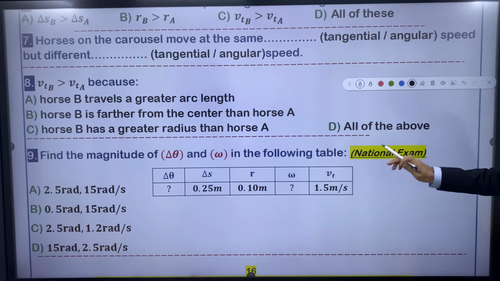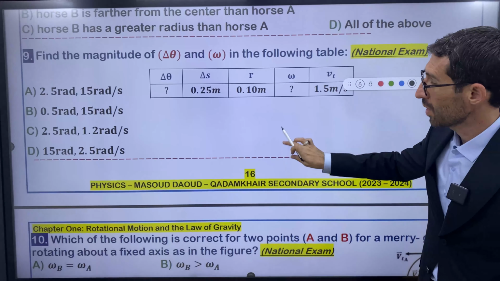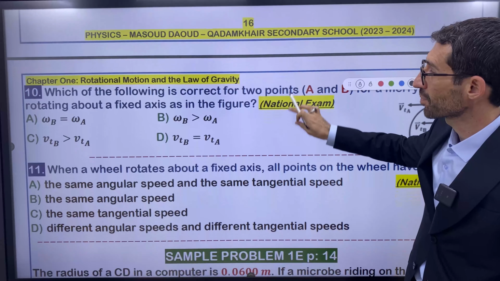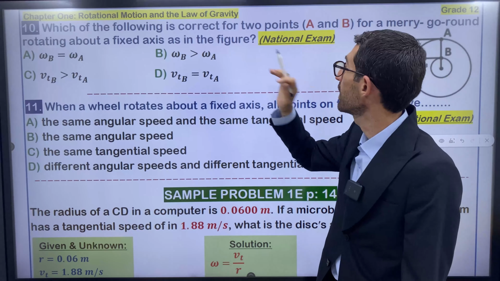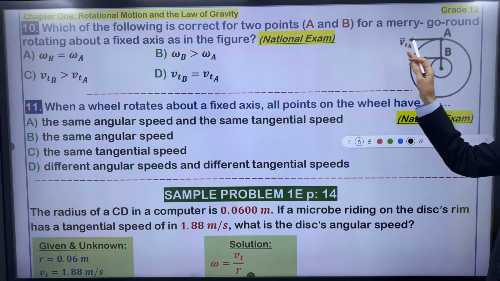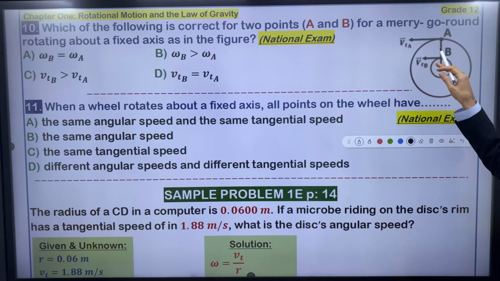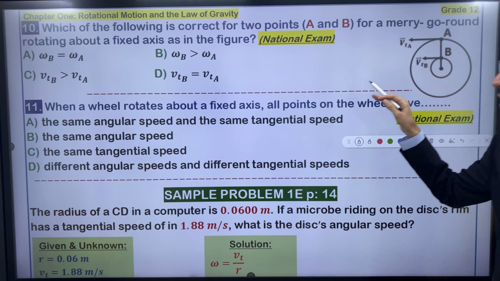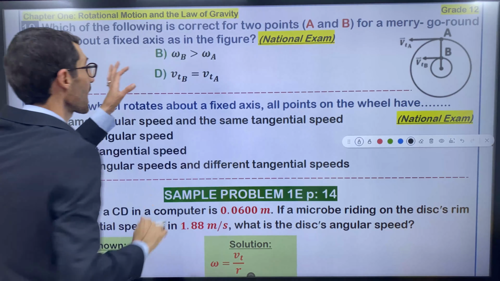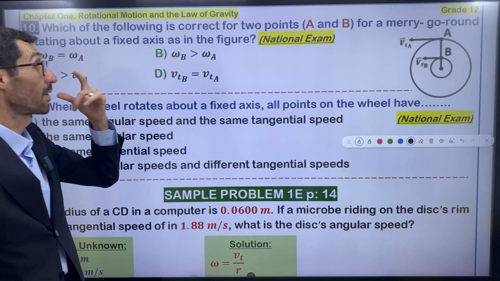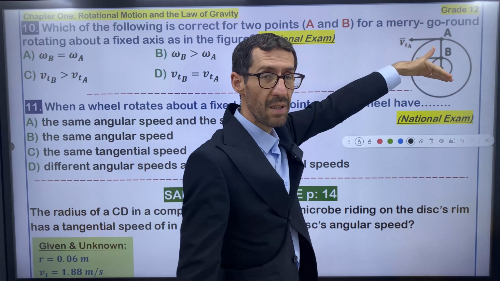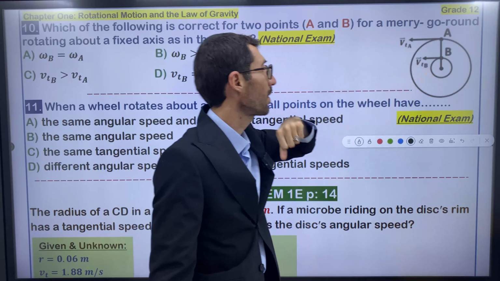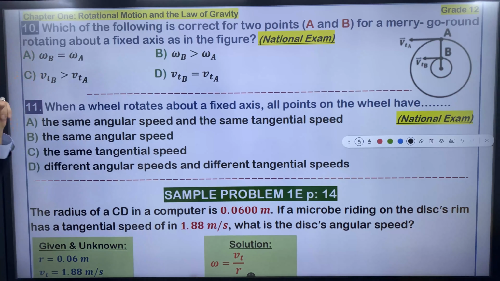Let me pick another question. Question number 10. Which of the following is correct, right? For 2 points, A and B, on a merry-go-round, and this is a question from the national exam as well, rotating about the fixed axis as shown in the figure. We have a figure here, A and B. A is farther than B from the axis of rotation, right? So which option is true?